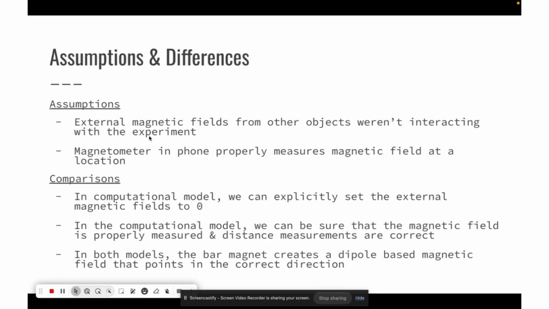Some assumptions that we made are that the external magnetic fields from other objects, such as an iPhone, weren't interacting with the experiment, and that the magnetometer in the phone was properly measuring the magnetic field. We did not know if it was working or not, but we assumed that it was working properly, because otherwise we couldn't have done the experiment. Comparisons. In the computational model, we can explicitly set the external magnetic field to 0. In the computational model, we can be sure that the magnetic field is properly measured, unlike the magnetometer in the phone. And in both models, there's a similarity. The bar magnet creates a dipole-based magnetic field that points in the correct directions.